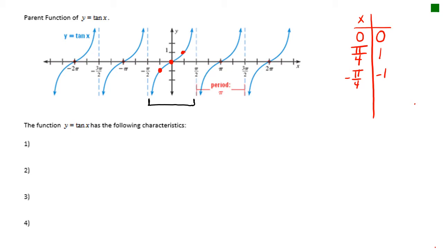All right, then let's look at pi halves. At pi halves and negative pi halves, we are undefined. Tangent is undefined at those points. So what we end up with is an asymptote. We get closer and closer to having a graph for pi halves, but we don't get there.